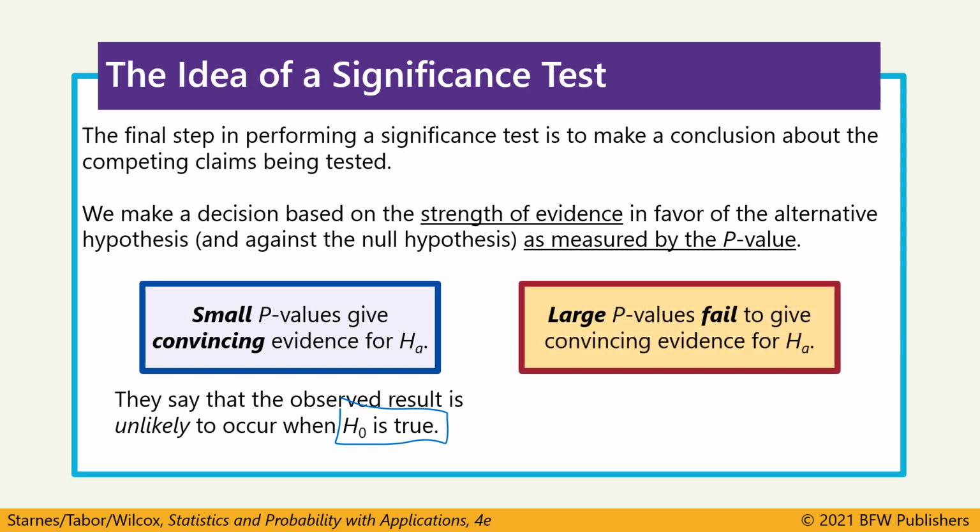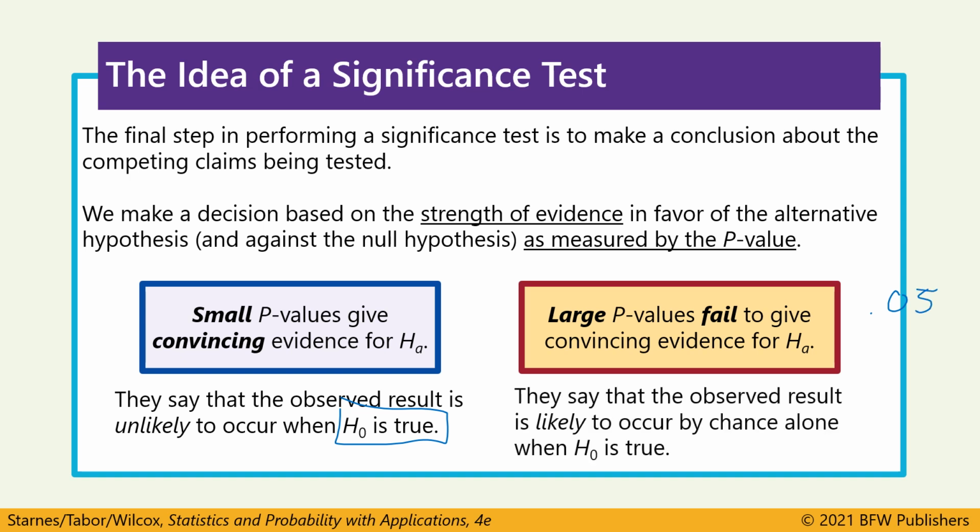Large p-values, on the other hand, and when we say large, we mean anything above 5%, fail to give us convincing evidence in support of that alternative hypothesis. And that's because these results are somewhat likely to occur in a distribution where that null hypothesis is true.